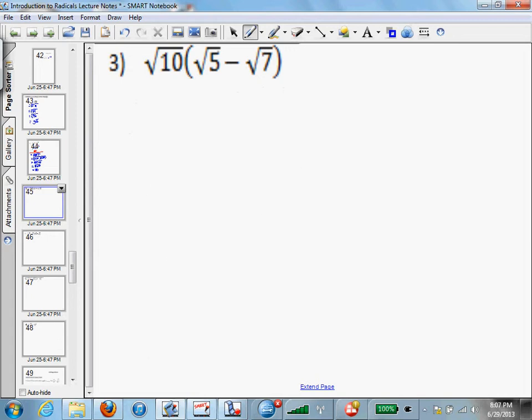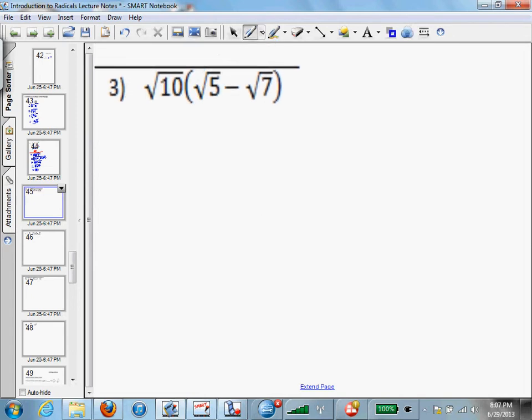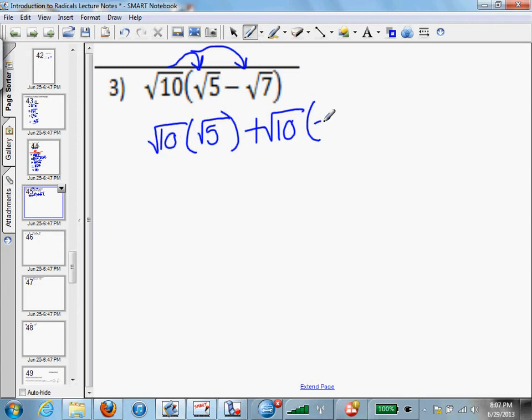Looking at number 3, we're actually going to use the distributive property. You bring it down. What we're going to do is take this radical 10 and multiply it by everything that is inside the parentheses. And you might be tempted to simplify what's inside, but you cannot because those are not common terms. So if we distribute, we have the radical 10 times radical 5 plus radical 10 times a negative radical 7.